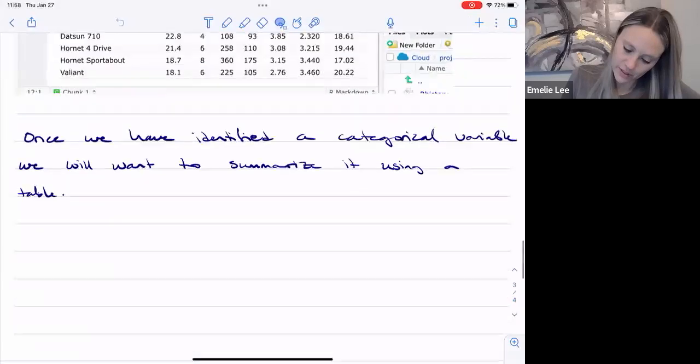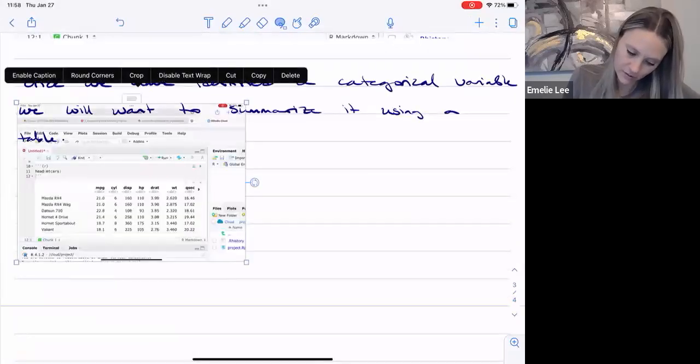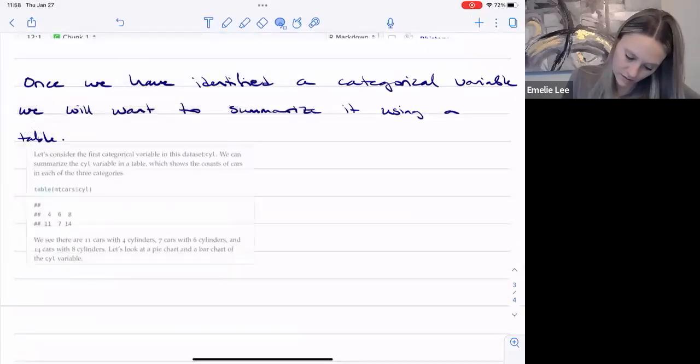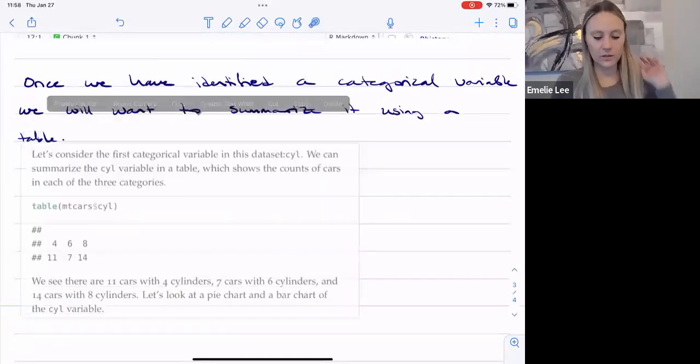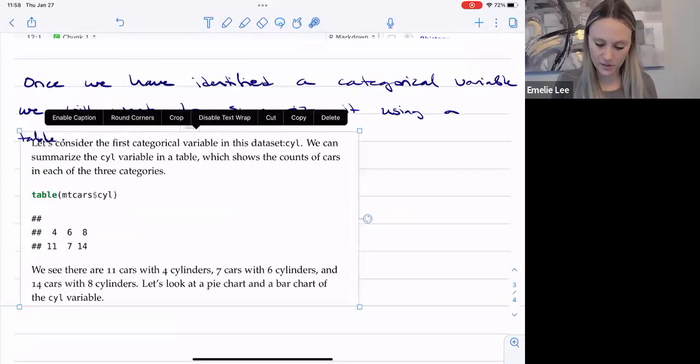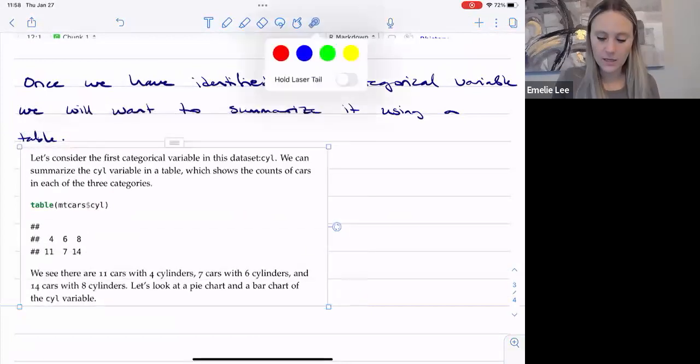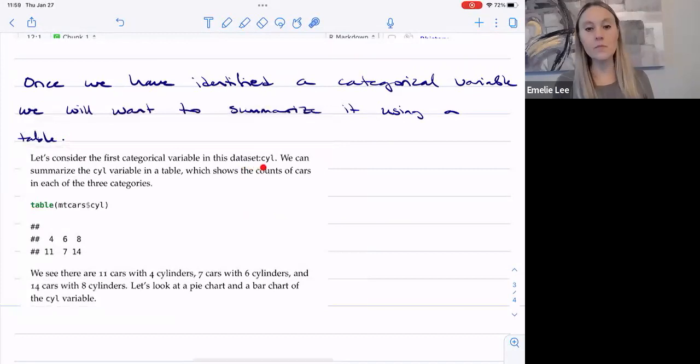So I'm going to grab this little, oops, there. So if we look at the first categorical variable, oh, I see, page break, which is the cylinders, right? Then we can summarize the cylinder variable in a table. Okay, and it just shows the counts of the cars in each of the 3 categories.